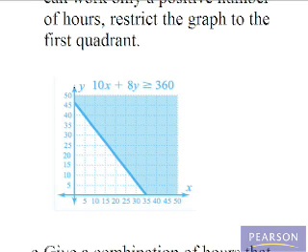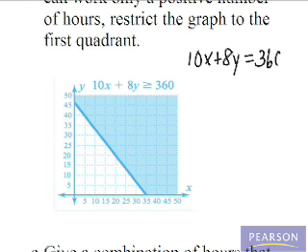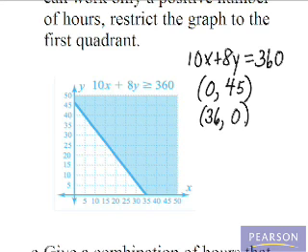To graph this inequality, we first had to graph the equation 10x plus 8y equals 360. We graphed it by getting 2 ordered pairs. Letting x be 0, we got the ordered pair 0, 45. Letting y be 0, we got the ordered pair 36, 0. So we graphed 0, 45 and 36, 0. And then we graphed the line.